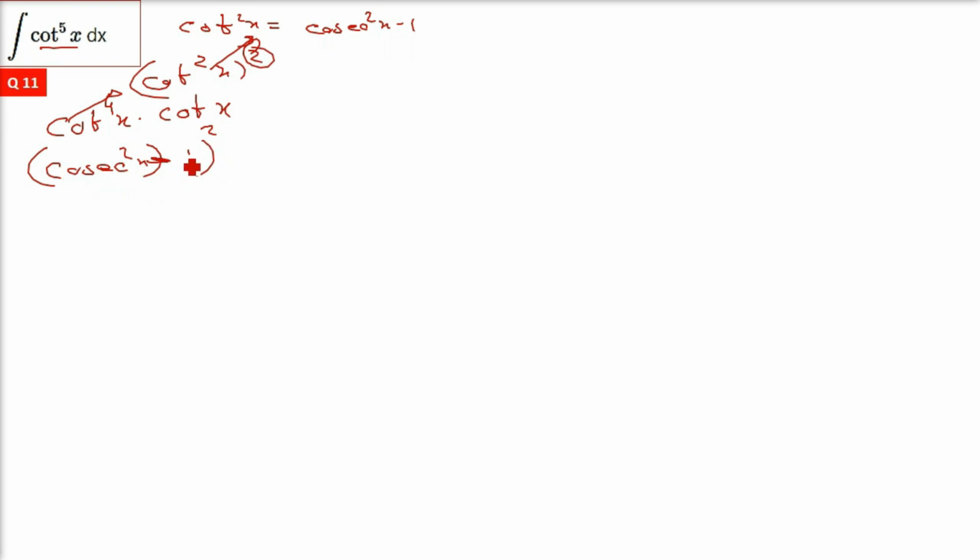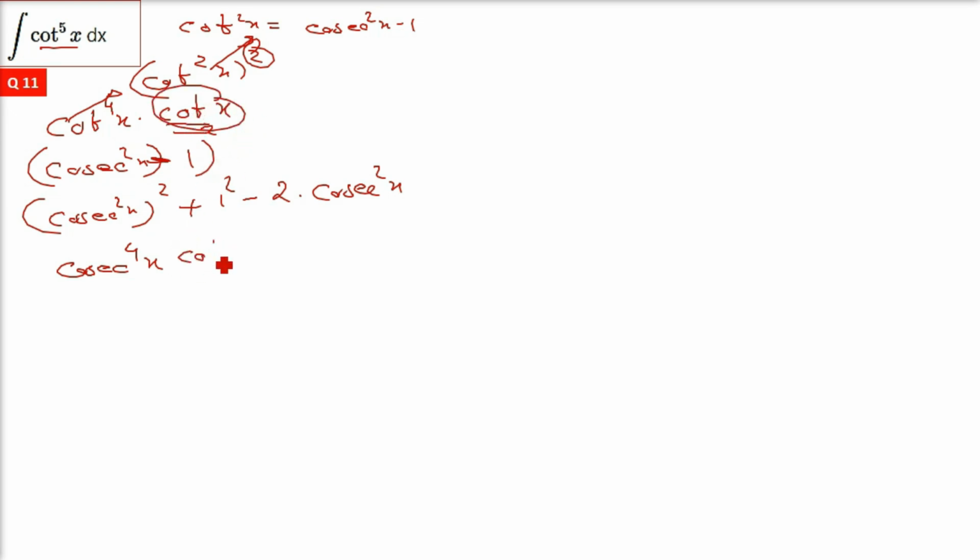Okay. So we'll open it using a minus b whole square. Cot x is already there in the later part. So a minus b whole square is a square plus b square minus 2ab. So cosec square x whole square plus 1 square minus 2 cosec square x. I have not yet multiplied this cot x, so let me multiply it. Cosec to the power 4x. Now you have to include cot x. You cannot just leave it. So multiply this now. Cot x plus 1 into cot x, that will be cot x only. Minus 2 cosec square x and cot x. Cot x should be first, but let it be.